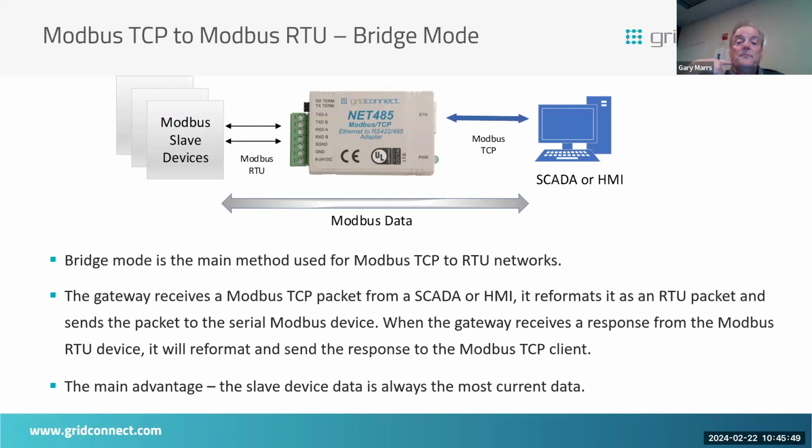So it takes the data from Modbus TCP, puts it into an RTU packet, and then sends it to the Modbus RTU slave devices. On a Modbus RTU network, you typically have several, up to about 32 Modbus slaves on that serial network. So you can have multiple slaves responding to a Modbus TCP client.